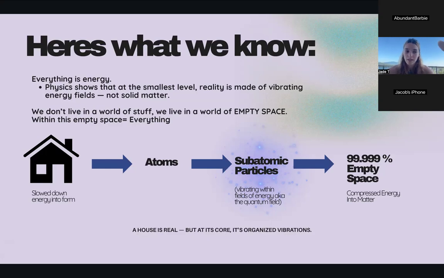So we have a house, right? And if you were to break down that house, you would realize that it's all atoms. And if you were to break down those atoms, you would realize it's subatomic particles, which is the essence of everything in our universe. Everything is made up of subatomic particles. And within those subatomic particles is 99.999999999% empty space and 0.0000001% matter. So what that means is that the empty space, this energy, is compressed energy that then forms the physical object.